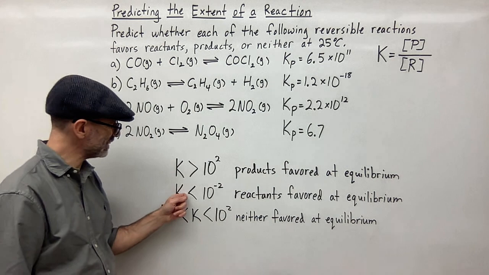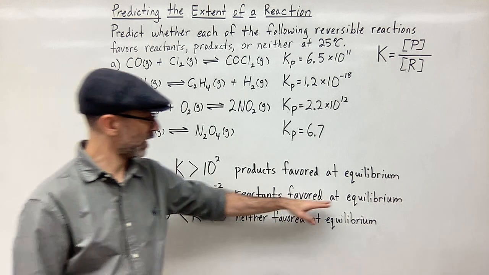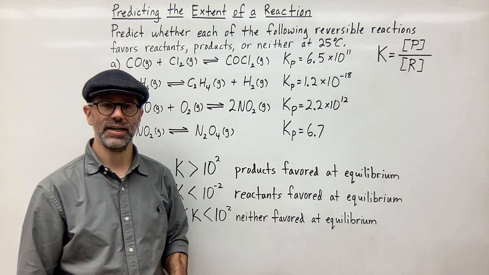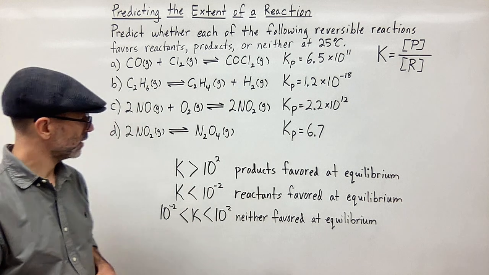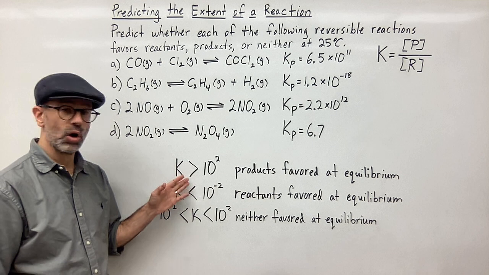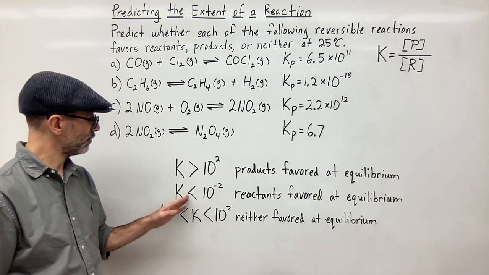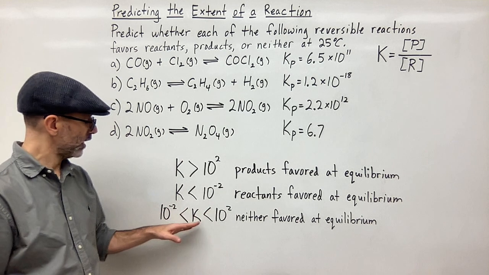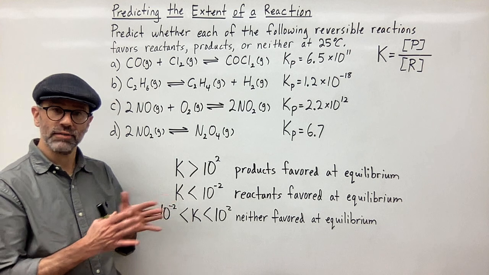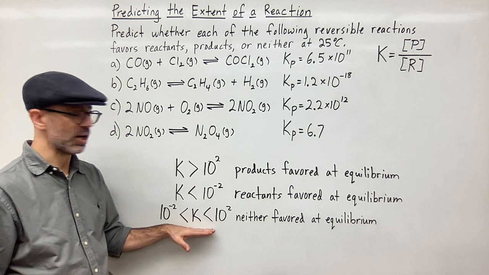If your K value is less than, say, 10 to the negative 2, or 1/100th, then that means reactants will be favored at equilibrium. And if your K is in between those values, then neither side, neither reactants nor products, is favored. So in some textbooks, it'll say if K is greater than 1, products are favored. If K is less than 1, reactants are favored. If K is equal to 1, then neither is favored. But this kind of gives it more of a range for that.